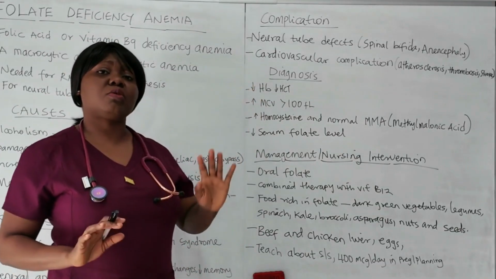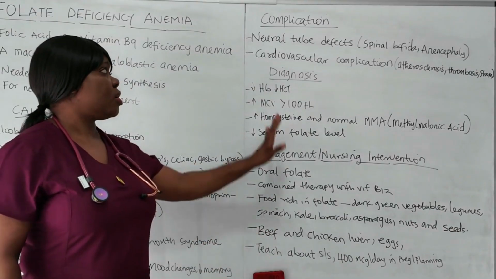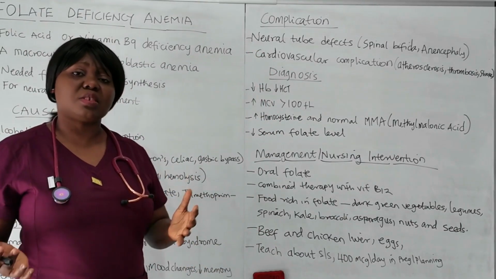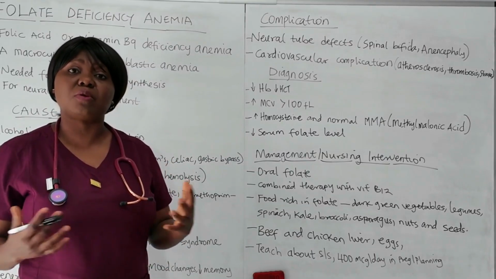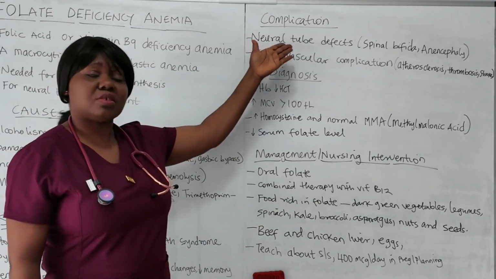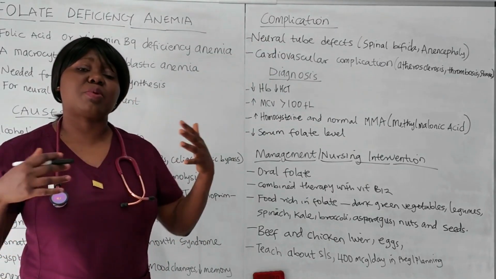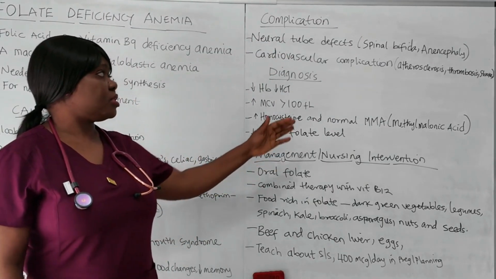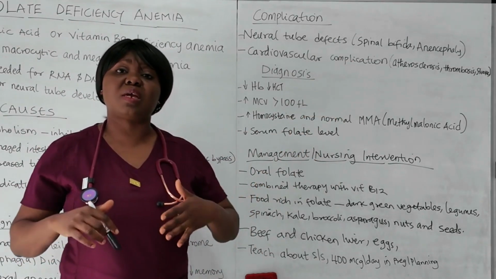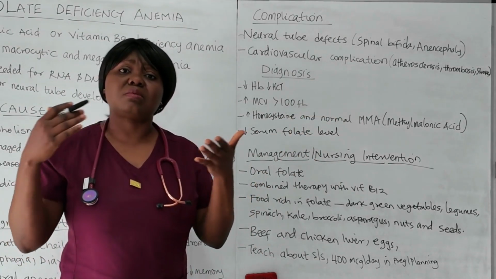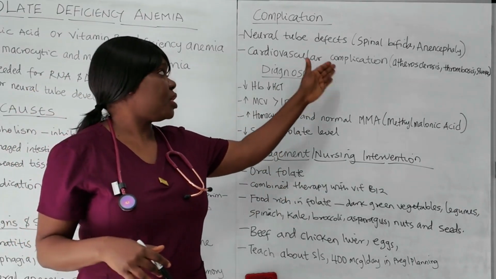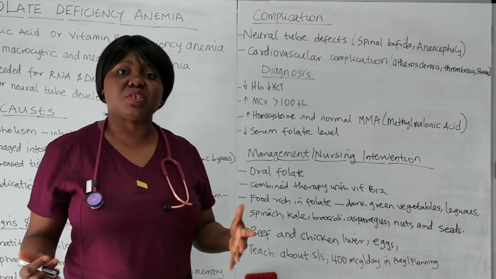Now, for the complications of folate deficiency, I want you to know this. One of them, the big one, is neural tube defect. When a woman, as I've mentioned earlier, is deficient in folate and she conceives, the baby could experience neural tube defect, where there's improper closure of the neural tube, things like spina bifida. And then we have anencephaly. This is a serious one where a baby is born with some of the brain and the skull absent. It can happen as a complication of folate deficiency.